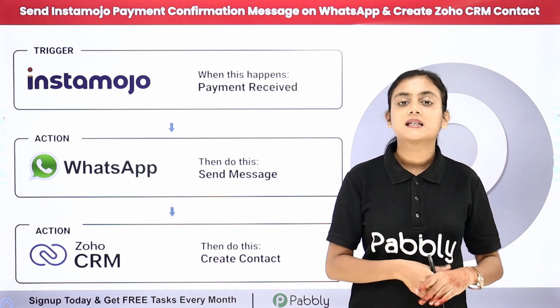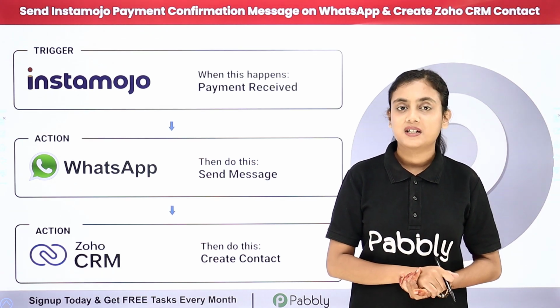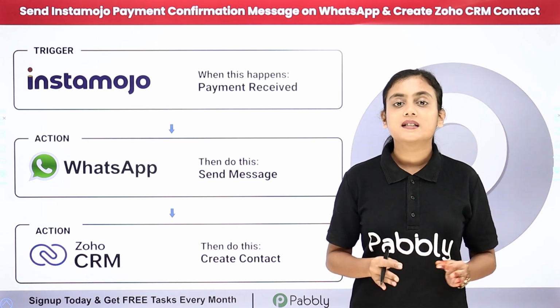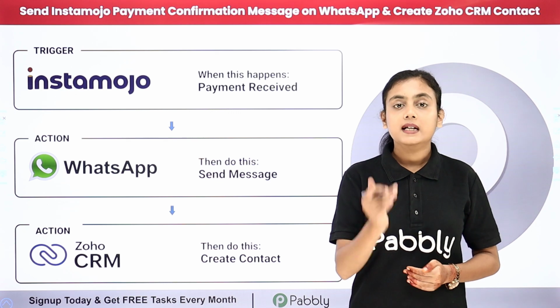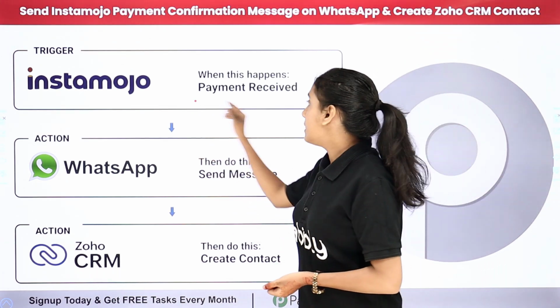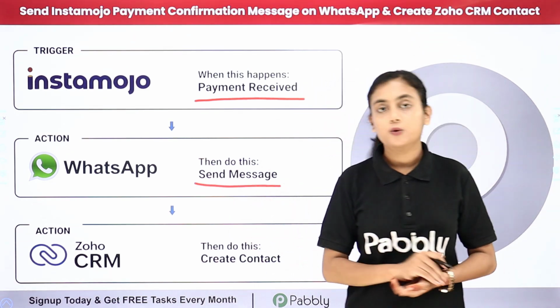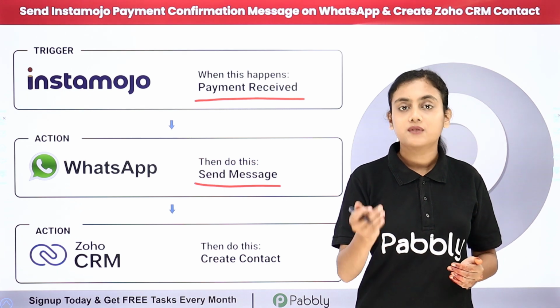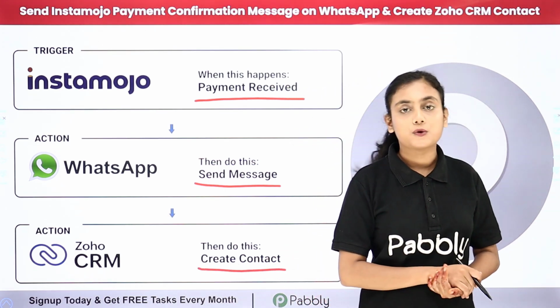So what I did was I simply created an automation using Pabbly Connect, which is an amazing automation and integration software. So here in this automation, what we are going to learn is that with the help of Instamojo, whenever any of my students purchases a course and the payment is done, automatically what should happen is to that student a WhatsApp message should be forwarded notifying them the payment that we have received. And with that, I want to create a contact of that student in my Zoho CRM.